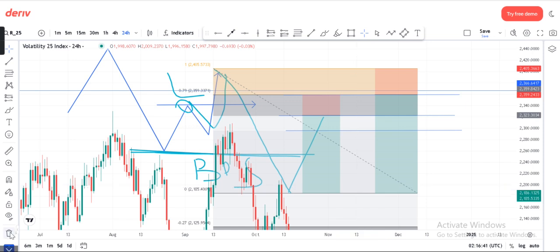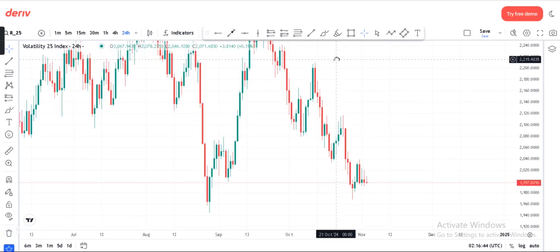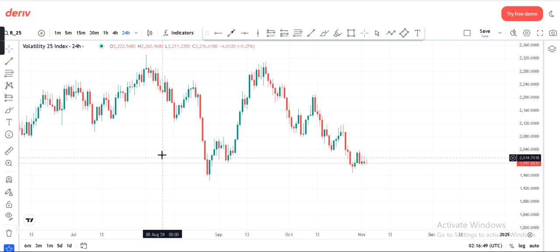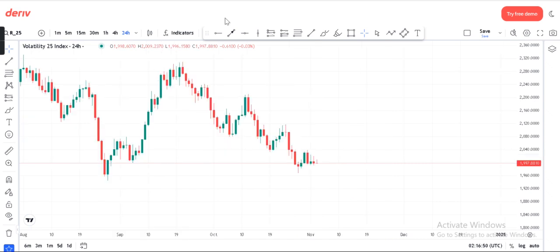So now, let's look at the market itself. Now, our break of trend line. We'll be making another video explaining how to draw a trend line break. But then, we are just going to draw a trend line connecting from this low to this particular high.